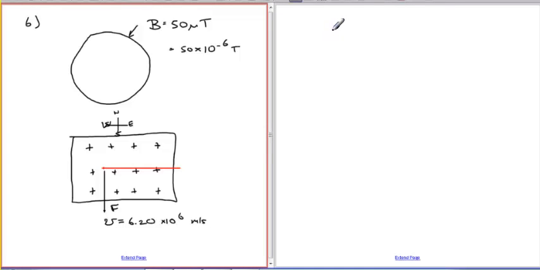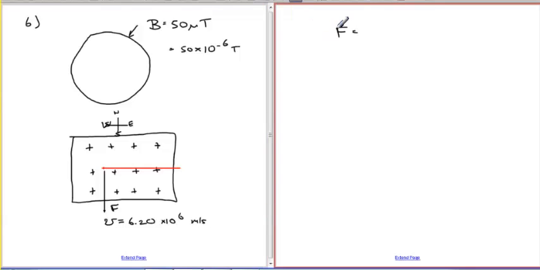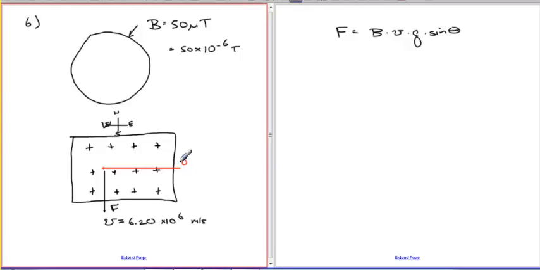As far as the magnitude, the relationship is that the force acting on a particle is equal to the magnetic field times the velocity times the charge times the sine of theta. And in this case, the angle between the magnetic field, which is going in, and the velocity, which is moving from left to right, is going to be 90 degrees. So the sine of 90 degrees is 1. And everything else we just plug in.